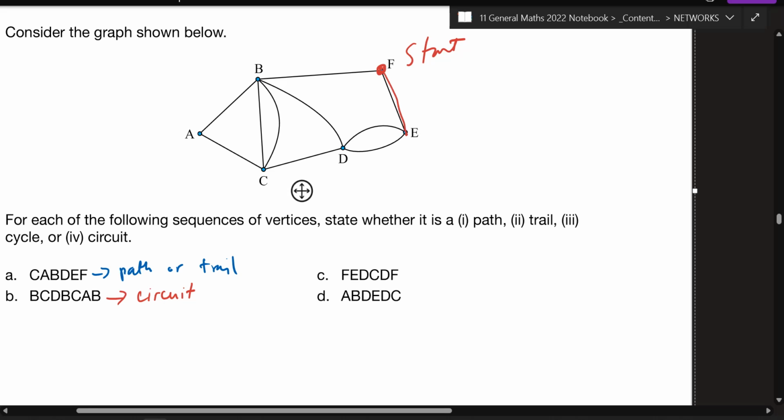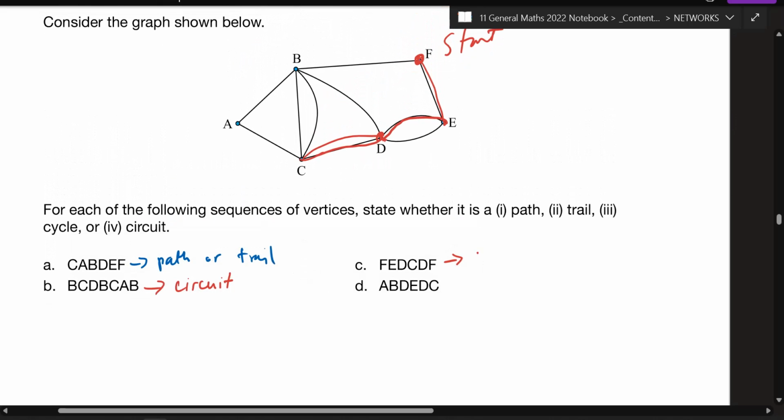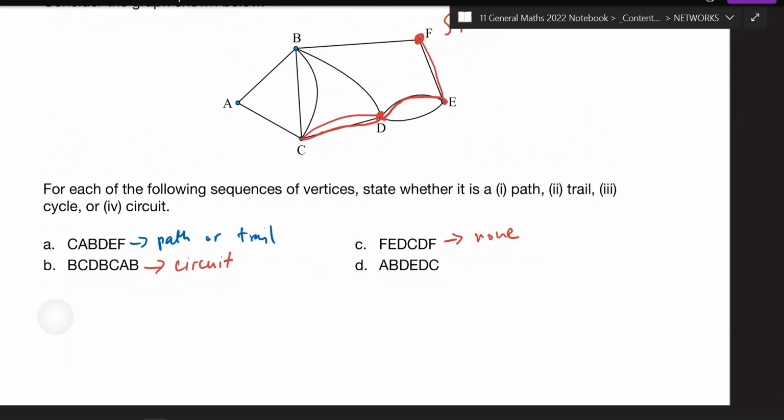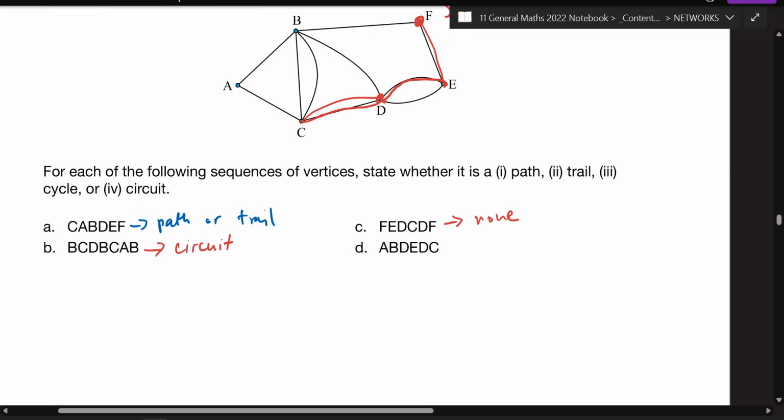So F to E, and then E to D, and then D to C. And then back to D, and then D to F. Oh, okay, yeah, you're correct. So either someone's made an error in this, or it's none. This is just a normal walk, because there are repeats, and I've gone back here. So I would say none. I think someone made an error there. There should be another edge between D and F, I would say, but that's okay.